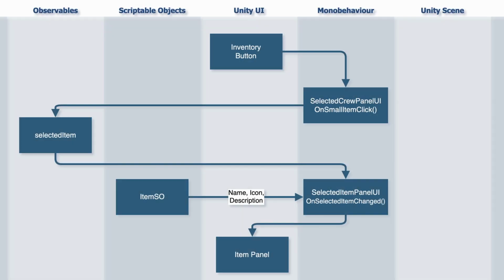So as a quick flowchart, when the player presses the inventory button, the mono behavior that manages the player panel, including the inventory, sets the selected item variable. This is listened to by the panel manager for the item panel. It gets all the information from the scriptable object that stores the item data and writes them into the panel.